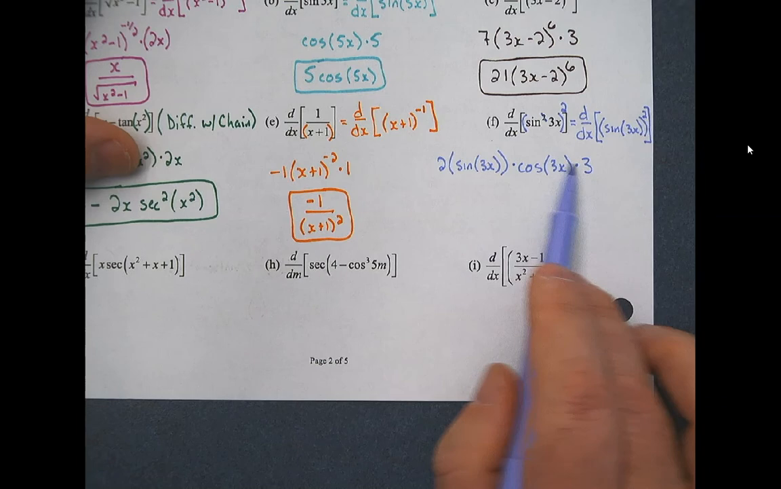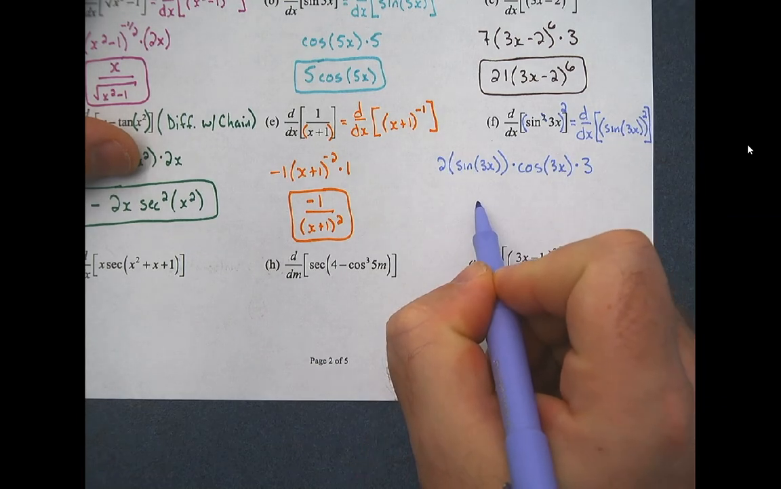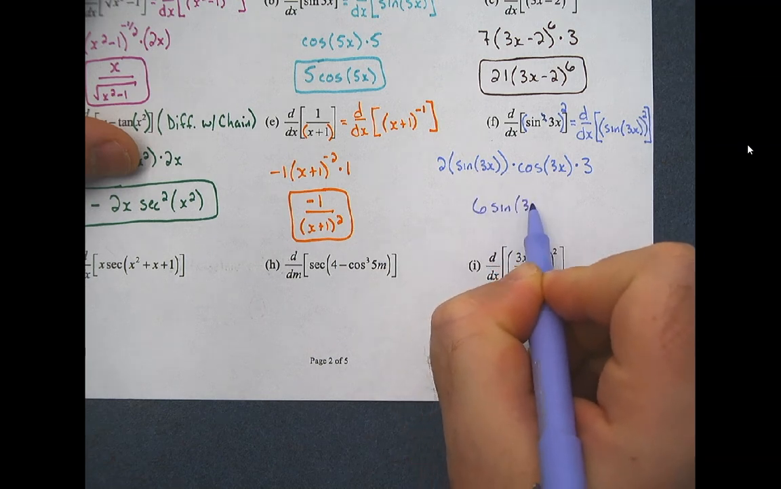All right, so now we would try to just kind of clean this up. I would take all my coefficients and push them out front. 2 times 3 is 6. And yeah, there's nothing we can do really with these, so I'm just going to rewrite them.